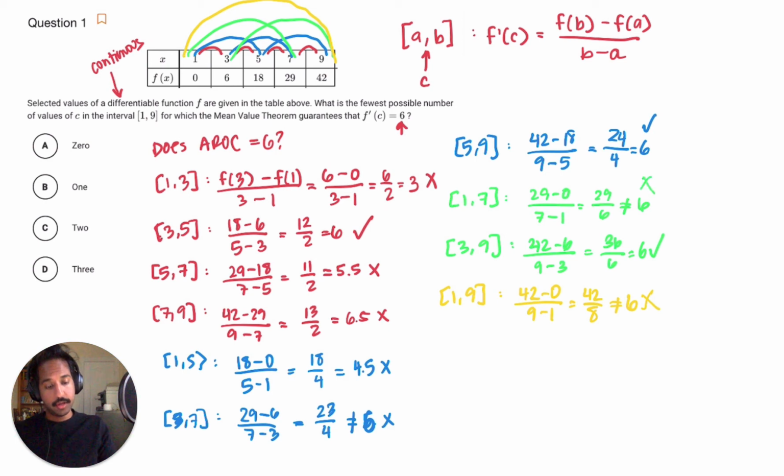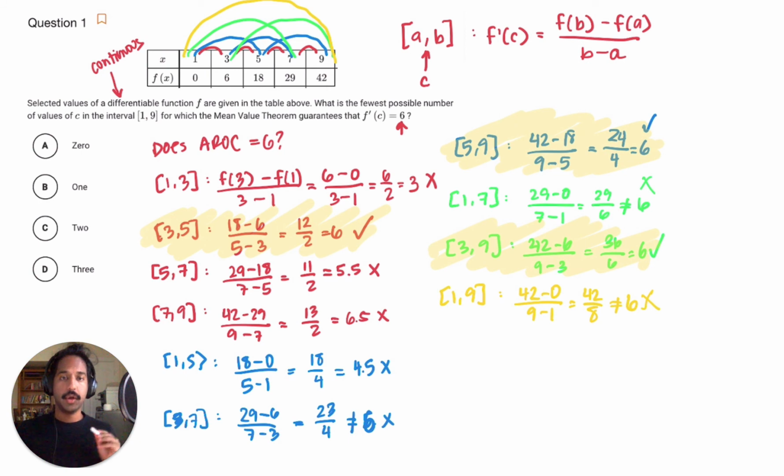Okay, so first, we're going to look at where are the places that we saw that the mean value theorem actually gave us a solution. I see that happen here from 3 to 5. I see that happen here from 5 to 9. And I see that happen here from 3 to 9. So you might think, okay, the answer is 3. I found it 3 times. The answer is going to be 3.